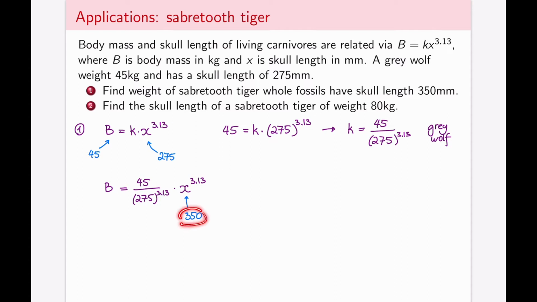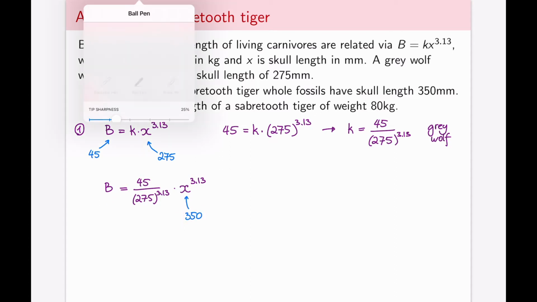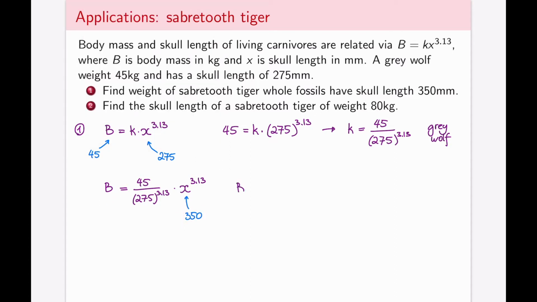So if I simply plug that in for x, I'll be able to figure out what the b value is directly. So my b is going to be 45 over 275 to the power of 3.13, times 350, which is its skull length, to the power of 3.13. This is for the saber-toothed tiger. If you plug it in, this should give you approximately 96 kilos for the saber-toothed tiger mass.